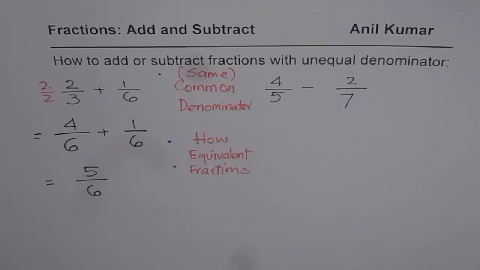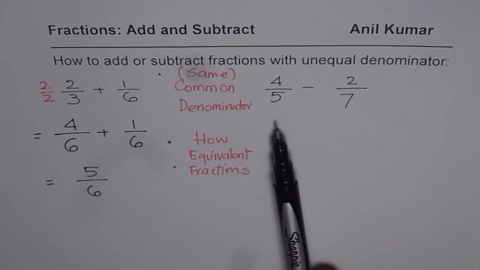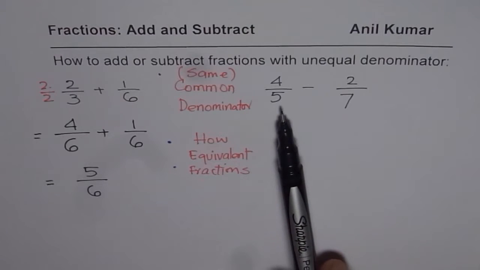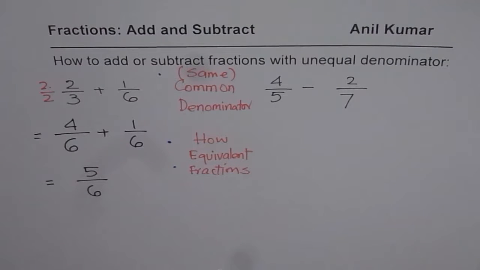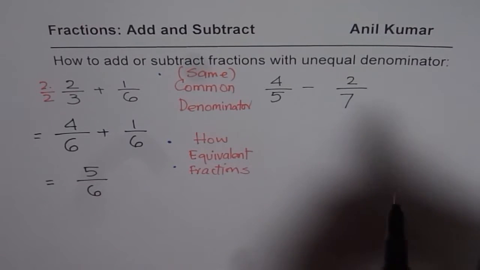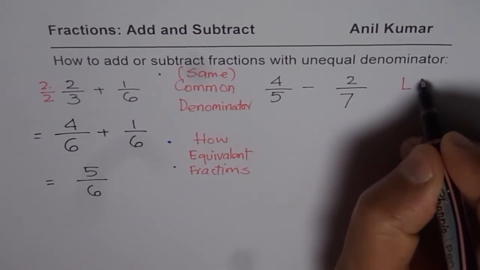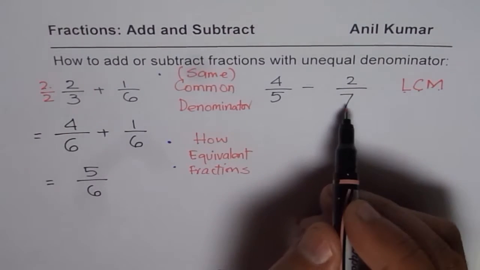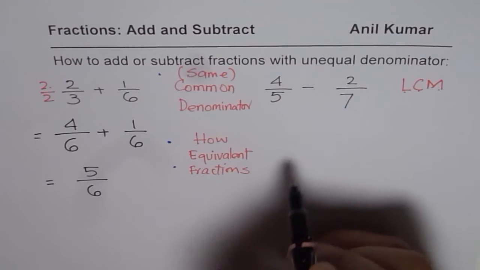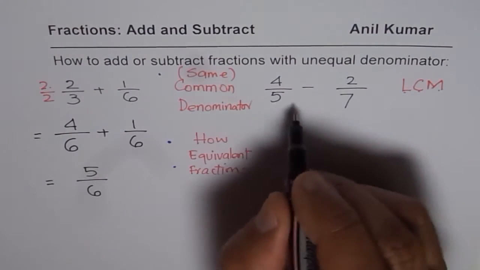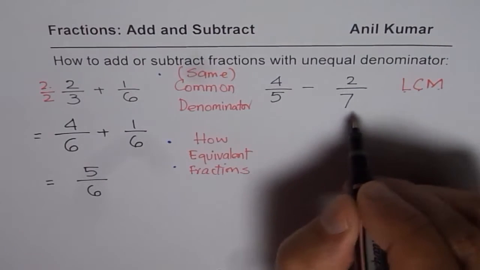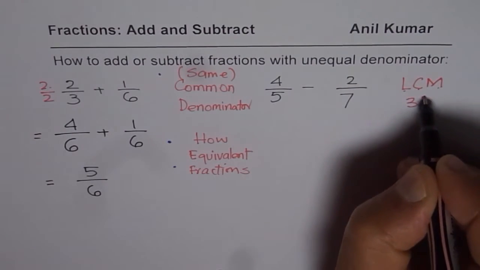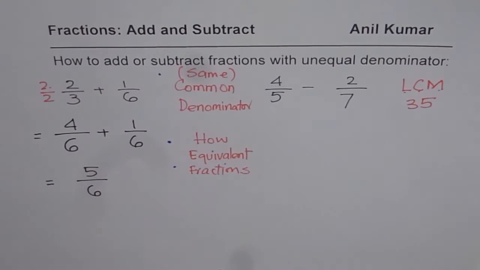Now here we'll do subtraction. The method is exactly the same. So the first step is to find a common denominator. Now what is the common denominator between 5 and 7? Now this process is also called LCM. We can find the lowest common multiple. Now 5 and 7, 5 times 7 is 35. 35 is the LCM for 5 and 7. So we say that 35 is the LCM, lowest common multiple, for 5 and 7.